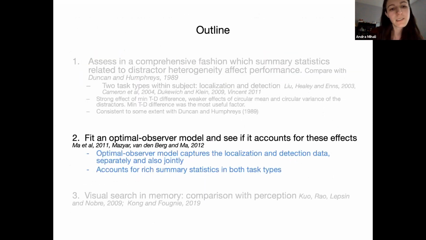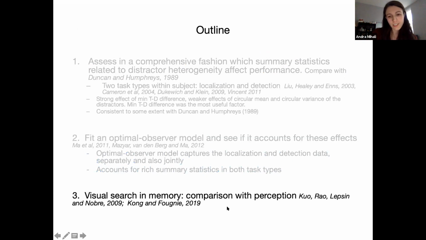Okay, so what did we learn from fitting this optimal observer model? We saw that it was able to capture the localization and detection data broken down by this rich summary statistics. And this was the case both separately and also jointly. And jointly, it's interesting because it shows that it's likely that there are shared early encoding processes of visual information. And it was great that this held across both task types.